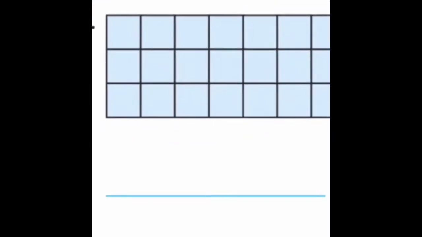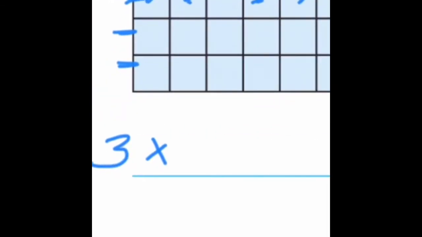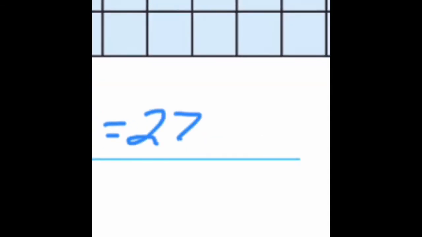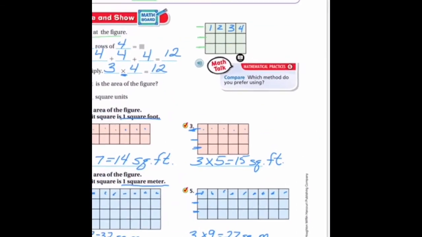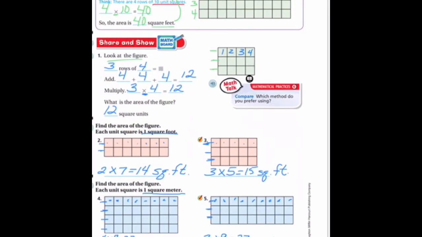Here I can count up. I see I have 1, 2, 3 rows. 3 rows of, we'll count up how many are in each row. 1, 2, 3, 4, 5, 6, 7, 8, 9. 3 rows of 9. 3 times 9 is 27. So my area is 27 square meters.